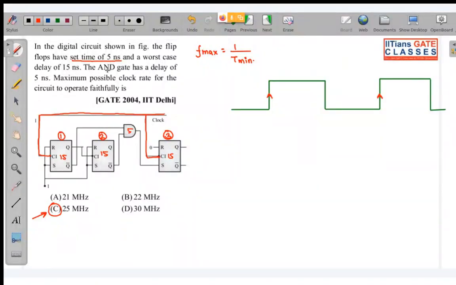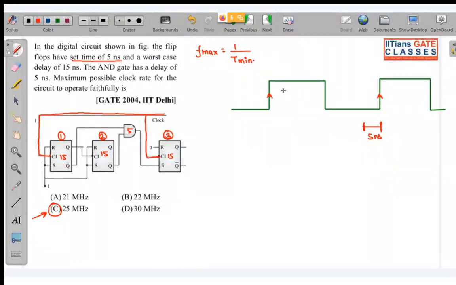So setup time is basically what? It is the time before the active clock edge. So I am starting from here. Okay, I am starting from here. So that means 5 nanosecond before this active clock edge, all the input should have stabilized over here due to the concept of setup time, 5 nanosecond. Are we getting this? Why I started from here? So this is one of the active clock edge. This is also one of the active clock edge.